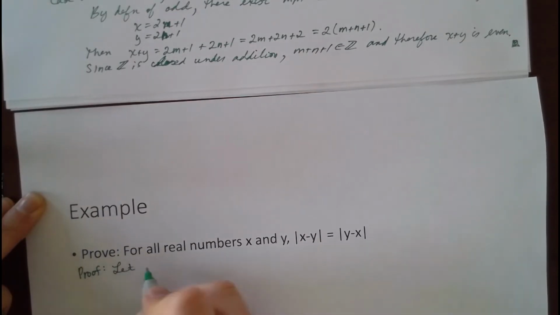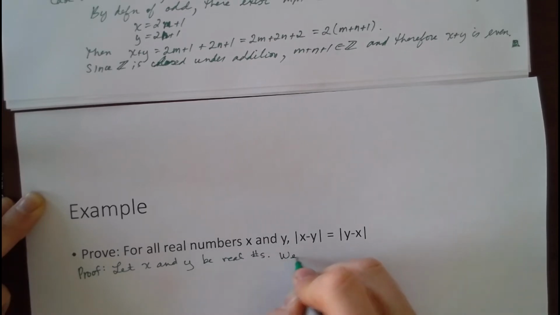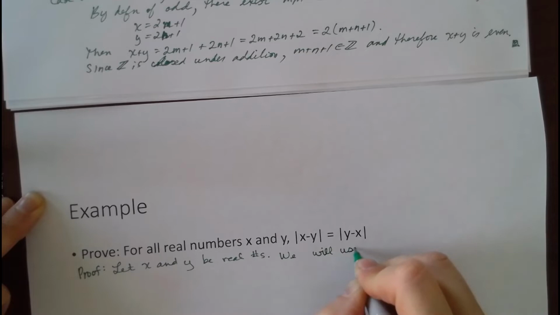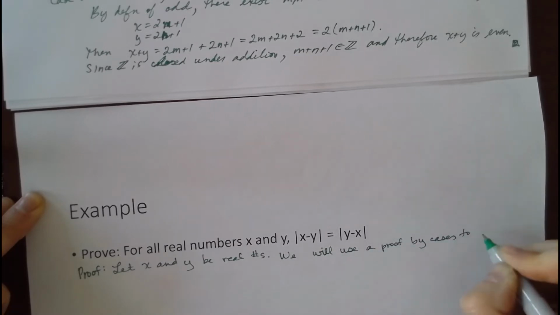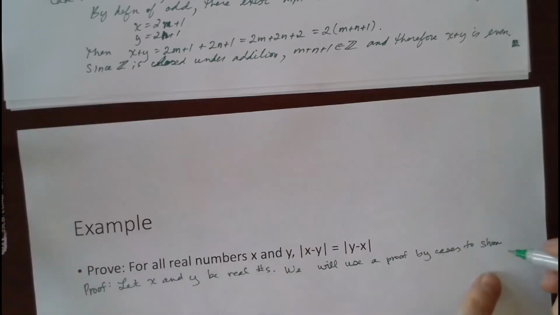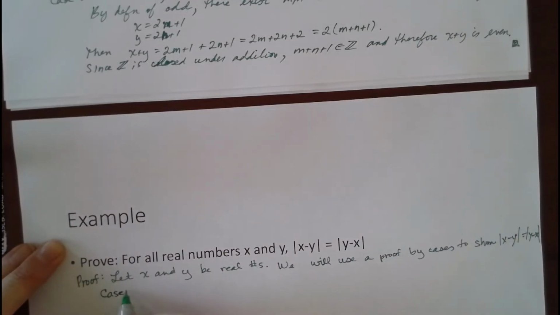So let x and y be real numbers. We will use a proof by cases to show that the absolute value of x minus y equals the absolute value of y minus x. Alright, case 1. Assume that x is greater than y.